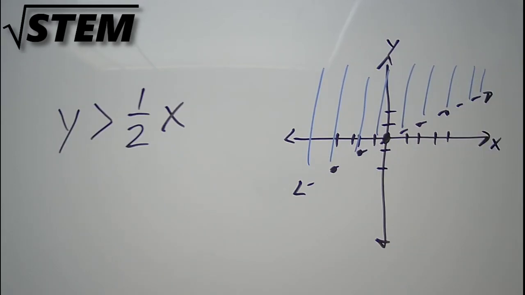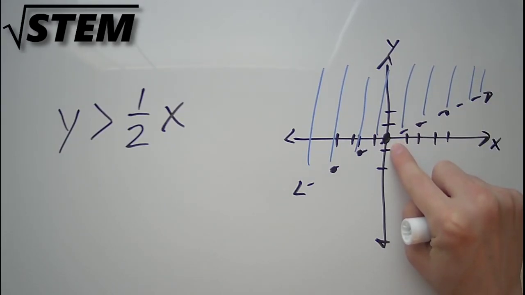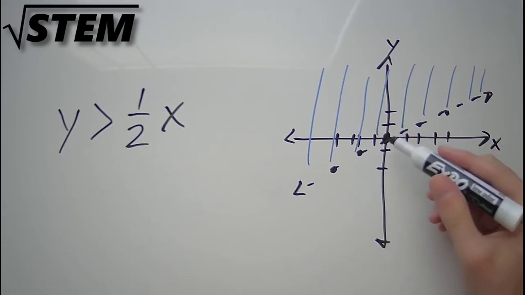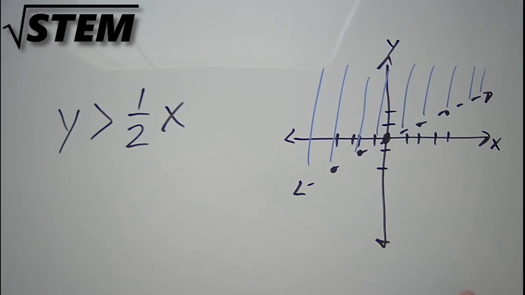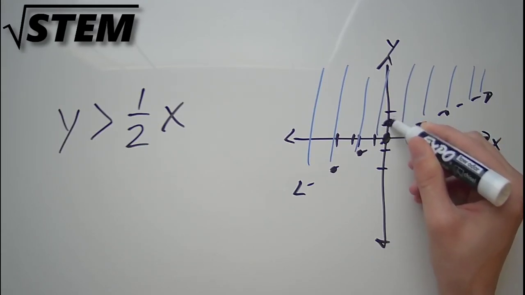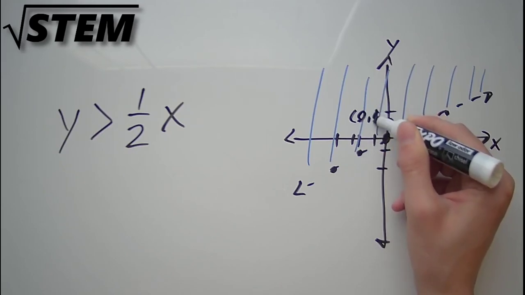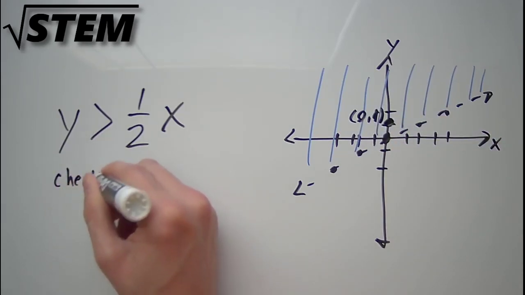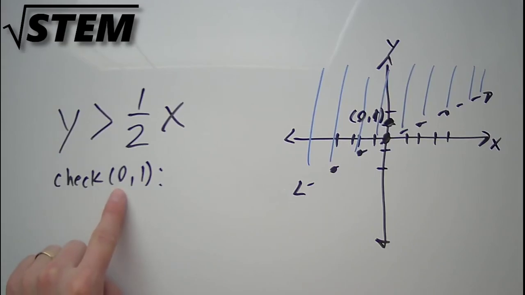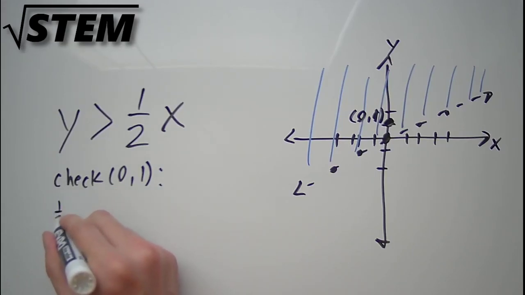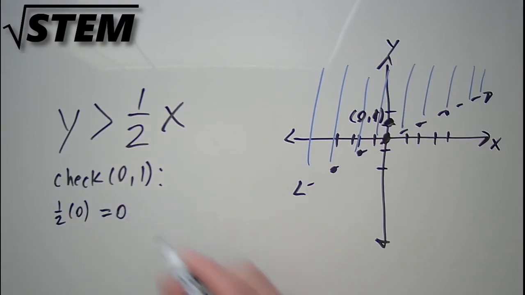But this time we can't check it using our same point of 0, 0, because that is on the line that we're not allowed to touch. So we're going to have to choose a different point. But we can still choose something similar that should be pretty easy. Let's check the point 0, 1. So, if x equals 0, then 1/2 times 0 equals 0. And we can clearly see that 1 is greater than 0, which means we did this one right too.